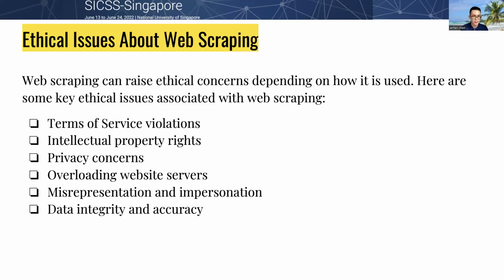And another thing is overloading of the website server, through intensive and uncontrolled scraping. If there are so many users or so many scrapers getting data from websites, it will potentially cause disruption or downtime of the server. Such action could be considered unethical, as it interferes with the normal functioning of the website and negatively impacts other users. And another issue could be misrepresentation and impersonation, and data integrity and accuracy, which is more related to data quality.